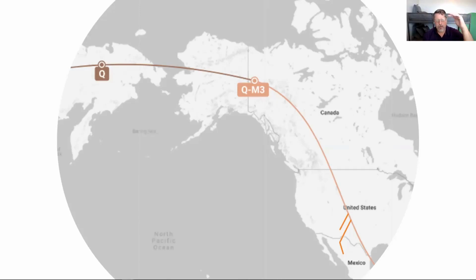It'll tell you, oh, you're on the Q main branch, and QM3 is a mutation that happened 15,000 years ago, and now you are QFT5172, and that comes from Western Mexico, and now it's in Santa Fe. So that's the level of detail you get.